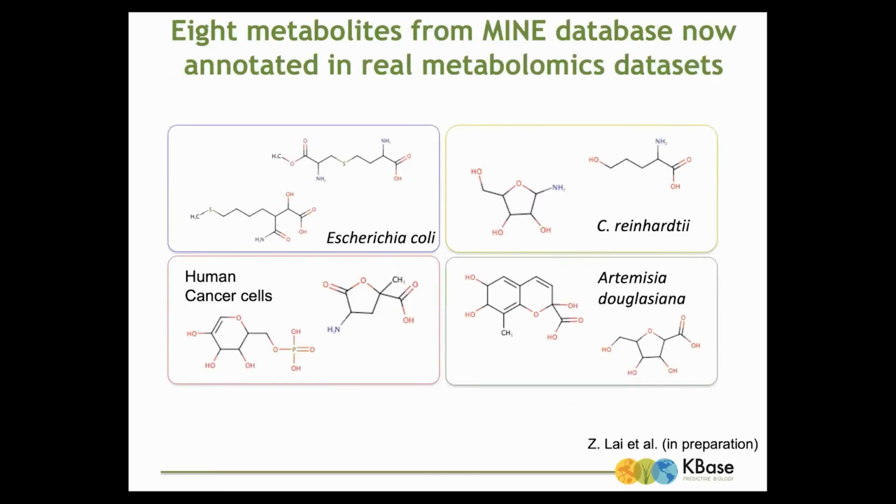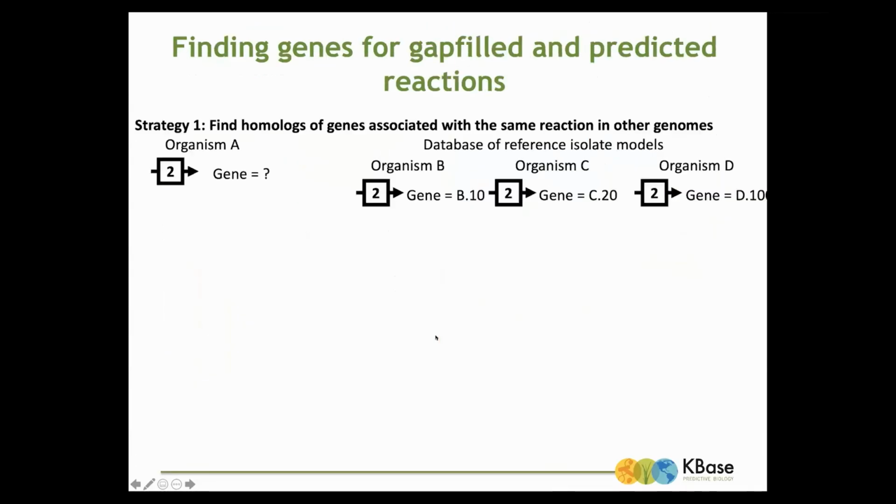So this has been successfully applied for a couple of compounds in E. coli. So look, we actually came up with new compounds in the most studied bacteria ever, and we still found new stuff. There's C. reinhardtii and human cancer cells. So there's new chemistry happening in human cancer cells because the cells are all out of whack. And then Artemisia douglasiana. So there's a number of new discoveries that come from this cheminformatic expansion.